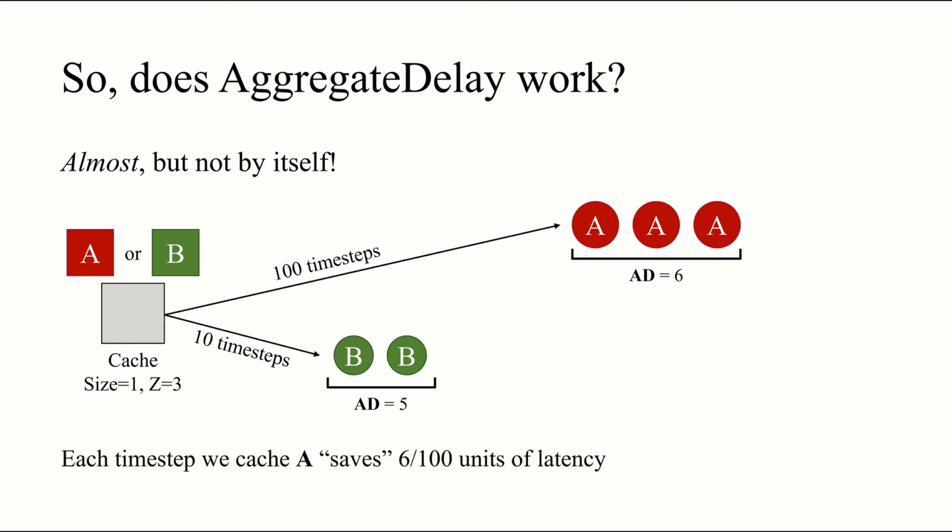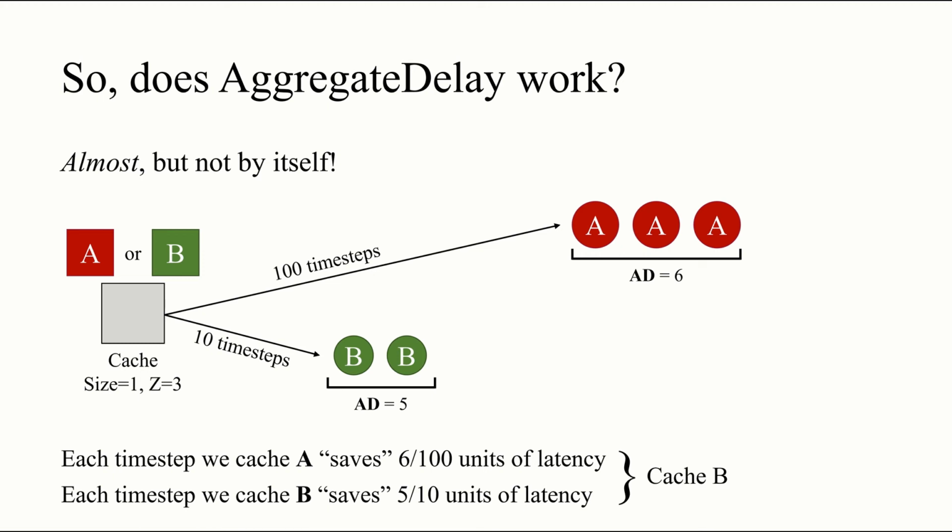Well, every time step that we choose to cache A saves us 6 over 100 units of delay. On the other hand, every time step that we choose to cache B saves us 5 over 10 units of delay. So it seems like caching B is a better idea, despite the fact that A has higher aggregate delay. This tells us that our online algorithm should not only account for aggregate delay, but also the time until this object is reused again.